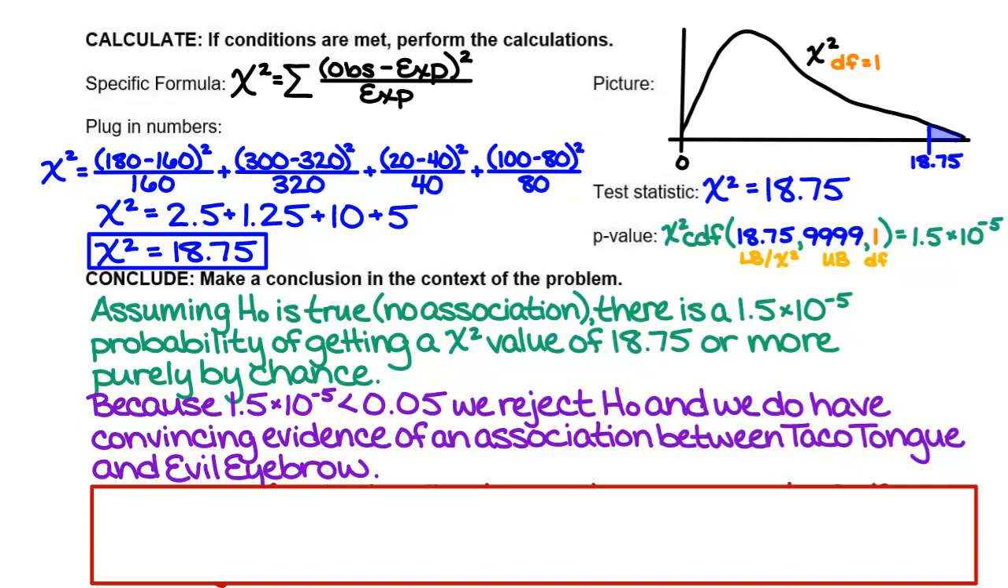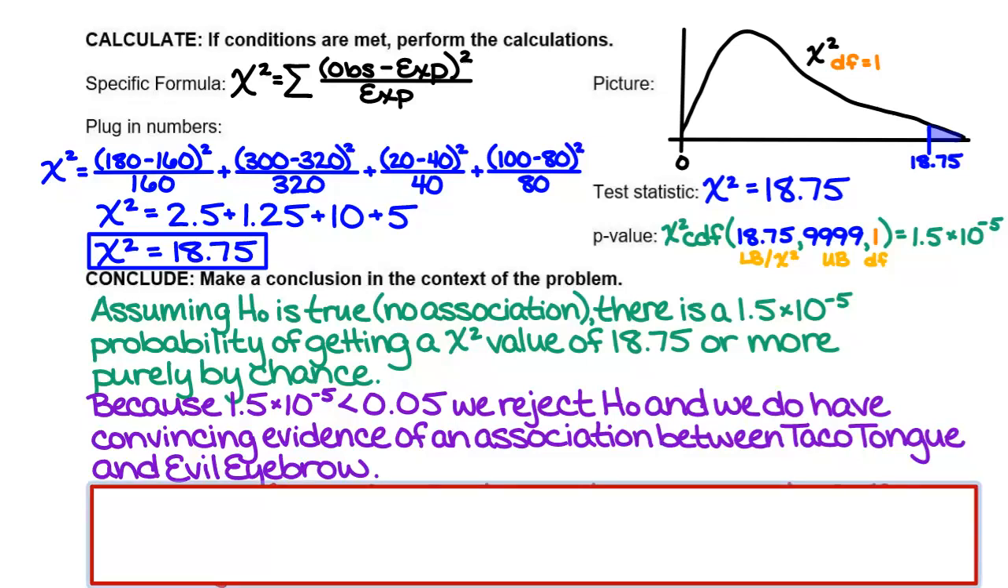Do we need a follow-up analysis? Yes. What is the largest component of chi-square? 10 is our largest component of chi-square. And that would be this fraction right here. What does that go with from our two-way table? Like this is yes taco tongue and yes evil eyebrow. This one back here is no taco tongue, no evil eyebrow. What's this one? No taco tongue, yes evil eyebrow.